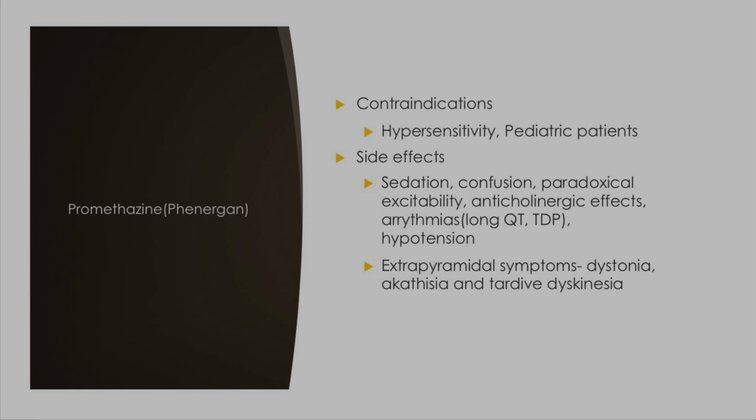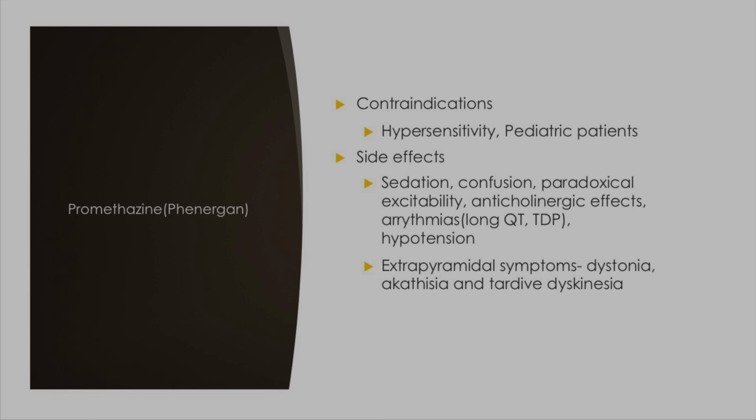Continuing with promethazine, contraindications include hypersensitivity in pediatric patients. Promethazine is contraindicated in children primarily due to the risk of fatal respiratory depression, and it has been associated with severe respiratory suppression, hallucinations, and seizures in pediatric patients. Side effects include sedation, confusion, hypotension, and paradoxical excitability, especially in the elderly, where some patients may become agitated instead of sedated. Because of anticholinergic effects, you may see dilated pupils, blurred vision, dry mouth, and urinary retention.